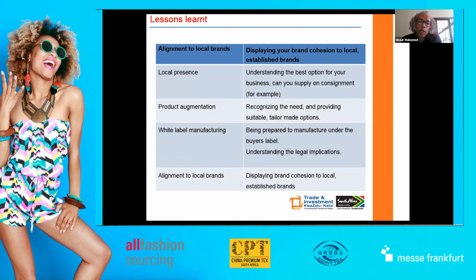The first, obviously, is white label manufacturing, and that's local companies being prepared to manufacture under the buyer's label. Now, that may be something that they may want to consider, but there's the long-term legal implications of something like this that they need to take care of. And it's events such as this that we think will help local manufacturers to understand what the implications of white label manufacturing are.